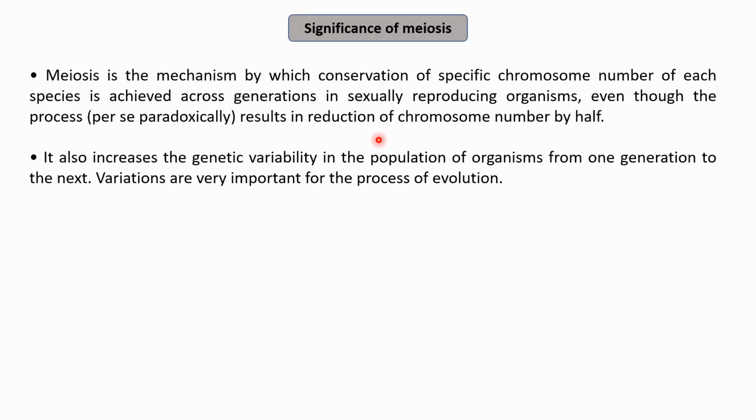And variations are very important for evolution because variation allows the survival of individuals in drastic situations. So variations are very important for the process of evolution. And these variations, when accumulated over a large period of time, might result in a different species. Therefore, they are very important in the process of evolution. So that is the importance of meiosis, because without meiosis, this would not have been possible, unlike in mitosis.